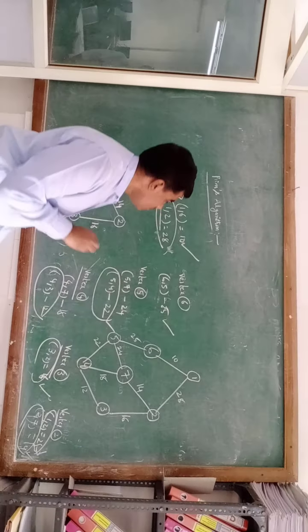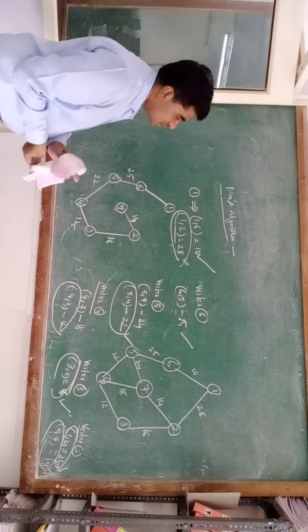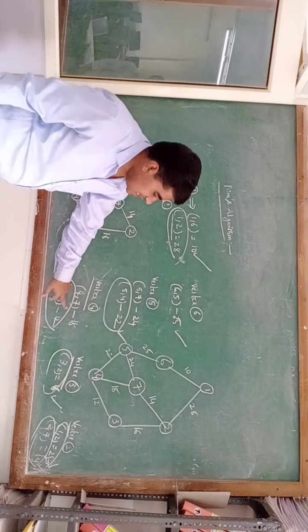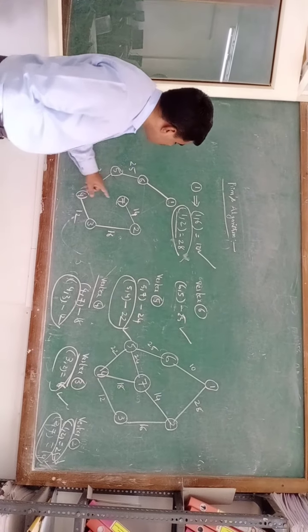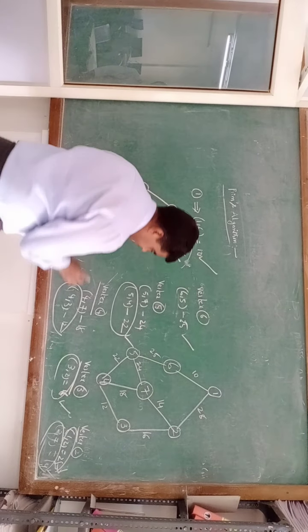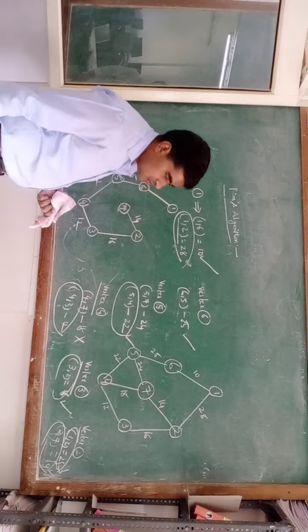Okay. Now again we have to cross check with the remaining vertices. Next minimum cost one, which one is there? 18 is there, 4 to 7. If you go with 4 to 7, you will form a cycle. So you cannot include this one.